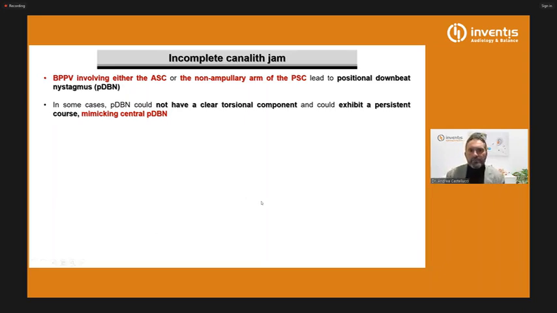So we know that BPPV involving either the anterior canal or the non-ampullary arm of the posterior canal can lead to positional downbeat nystagmus. In some cases, this positional downbeat nystagmus might not have a clear torsional component, but the most important thing is that in most of these cases, we might have a positional downbeat nystagmus with a persistent course, mimicking central positional downbeat nystagmus. We know that there are central positional downbeat nystagmus that are typically persistent. They're not paroxysmal. If we have a paroxysmal downbeat nystagmus when we bring the patient in the Hallpike test, this is for sure a BPPV. But when we have a persistent downbeat nystagmus, we are never sure.